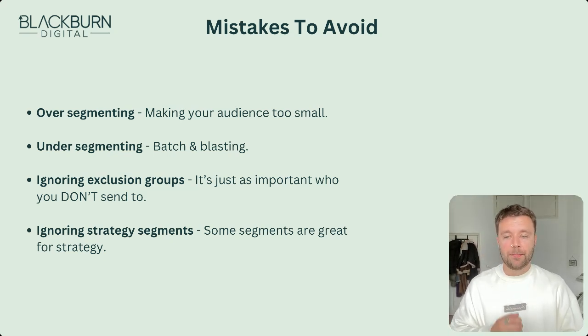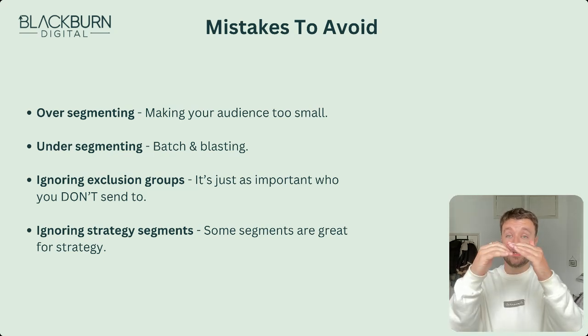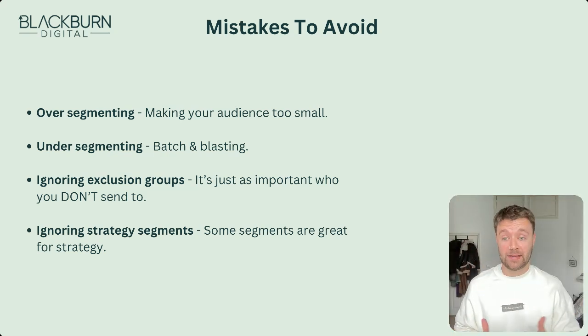Thirdly, ignoring key exclusion groups. We'll get onto this later, but it's just as important who you don't send to. When you go into Klaviyo, when you go into an email ESP, there's a section for who you're sending to and who you don't want to send to. And this is super important, again, to maintain account health, deliverability, and to have good engagement metrics.